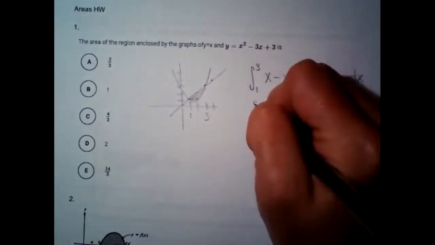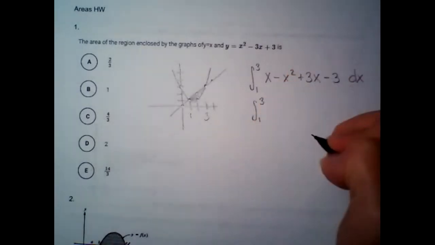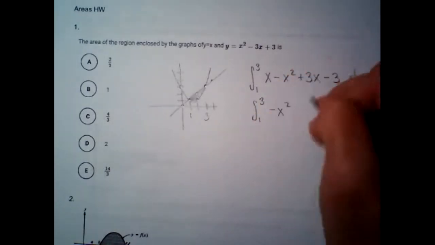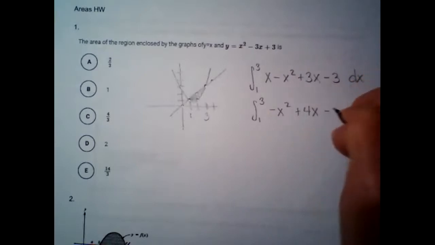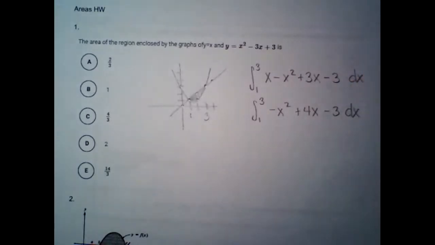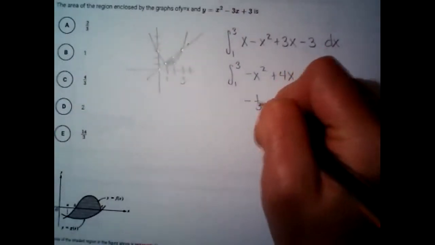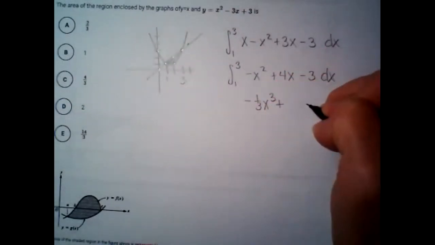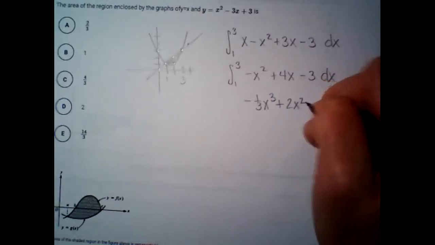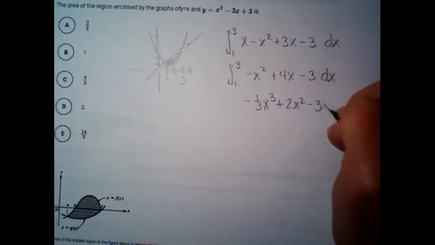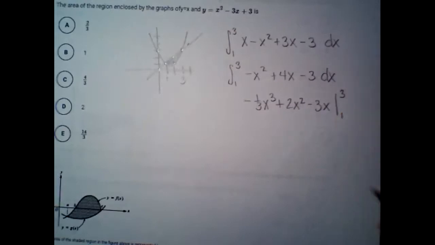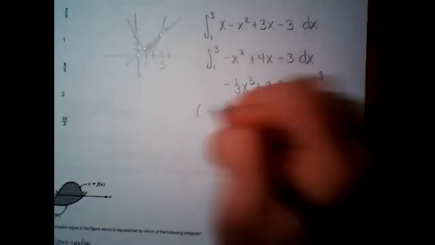And then actually I'm going to also go ahead and combine the like terms first. X and 3x will give me 4x. And then the antiderivative is going to be -1/3 x cubed plus 2x squared minus 3x, and we will evaluate from 1 to 3. So upper boundary minus lower boundary.